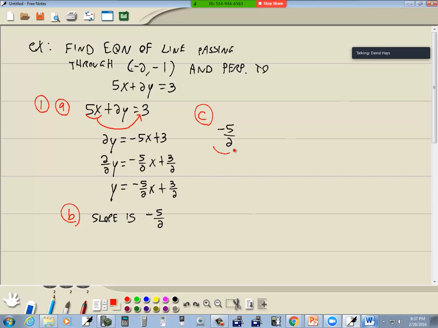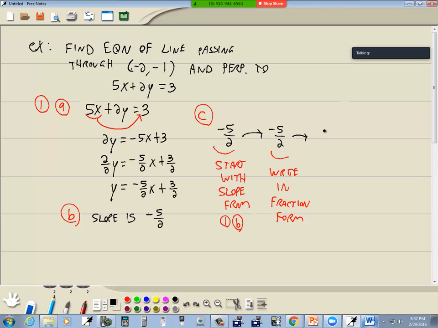We're going to start with the slope from 1b, which is our negative 5/2. Then we want to write that in fraction form. Now this one's already in fraction form, so I didn't have to do anything. But if you had, for example, a 5, if your slope was 5, you could put the 5 over 1. Remember, you can always create a fraction by putting it over 1.